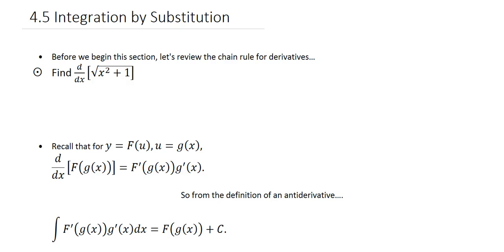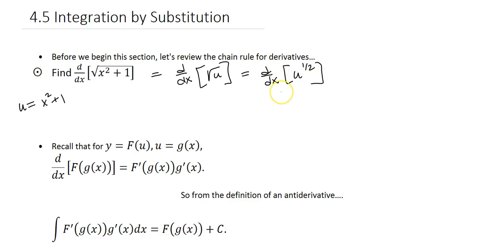Okay, so before we begin this section, we are going to review the chain rule for derivatives just quickly. So for this problem, if I wanted to evaluate this, I would write u equals x squared plus 1. So this would be the derivative with respect to x of the square root of u, or the derivative with respect to x of u to the 1/2. And since my x and my u don't match, I'm going to have to multiply by u prime, or du over dx. So u prime here is 2x.